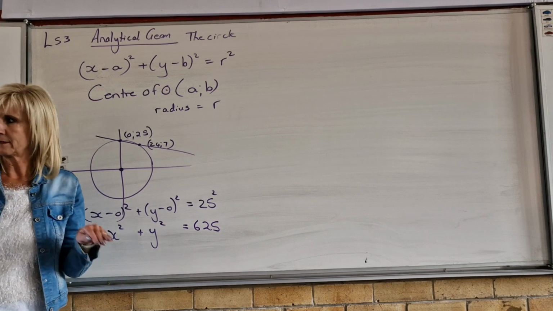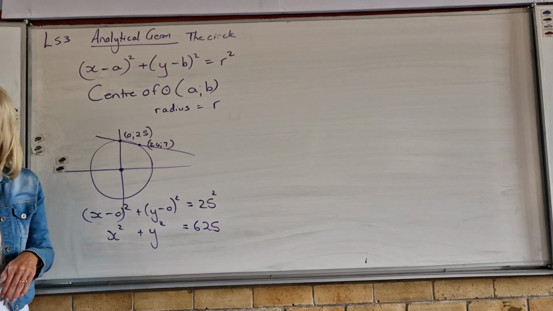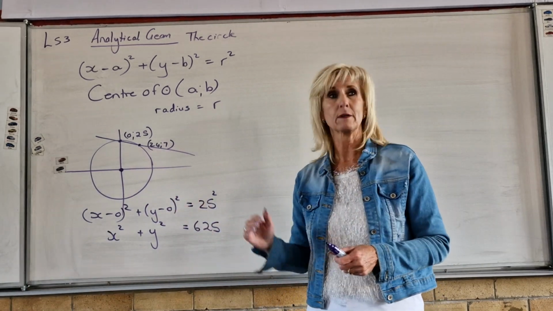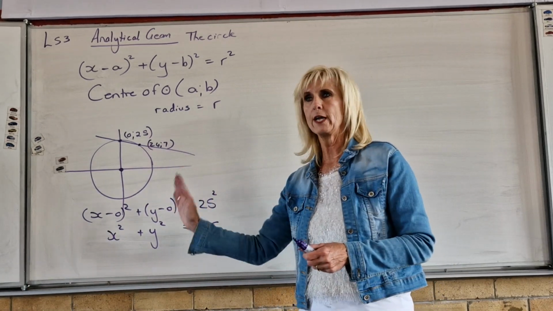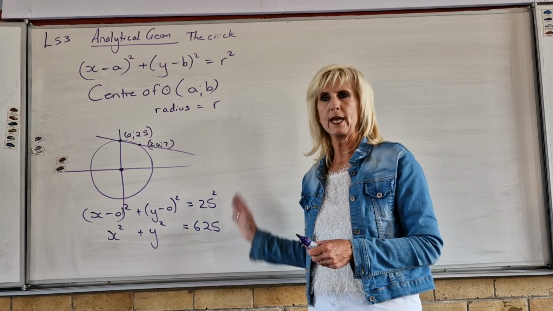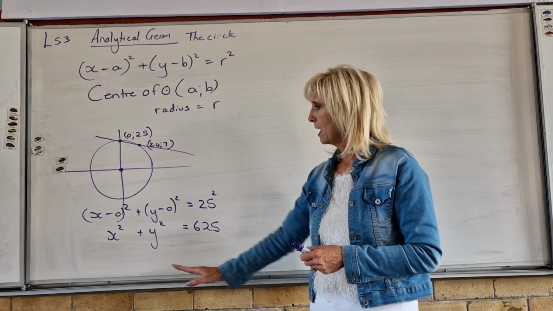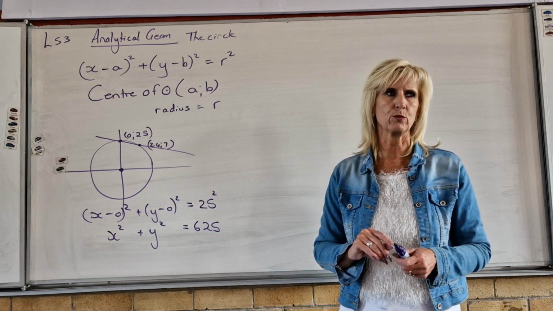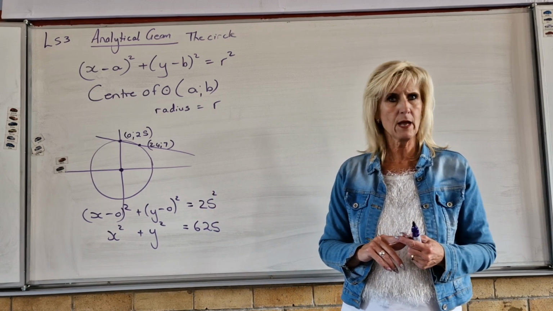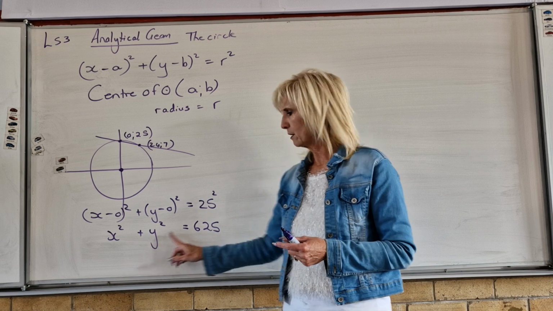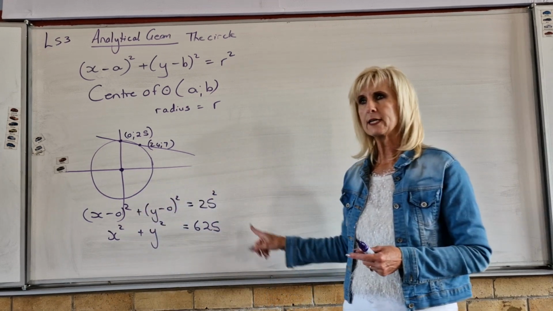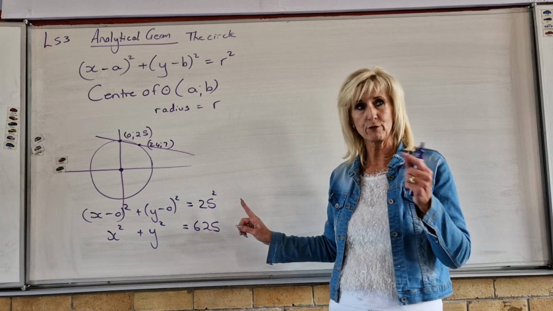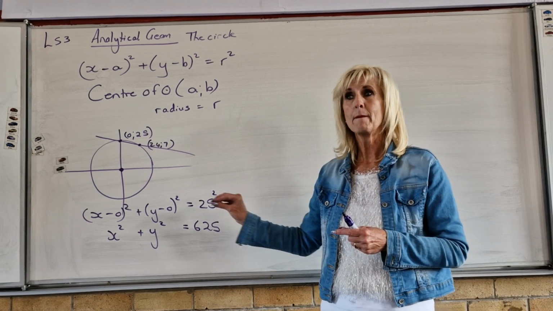And then I'm done. Normally with equations, we try to write it in the form y equals. That's with functions: y equals mx plus c, y equals ax squared plus bx plus c, etc. But for a circle, this is quite acceptable. Can we write it as y equals? Absolutely, if you want y alone. It'll be 625 minus x squared, and then to get the y alone, square root it, but don't forget if you square root, there's a plus or minus.